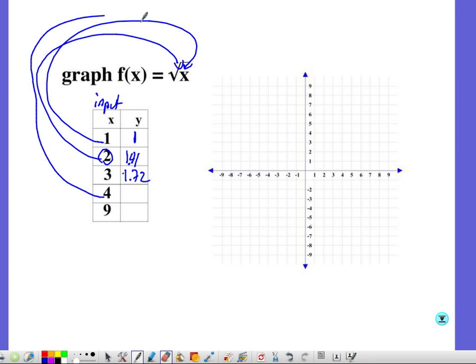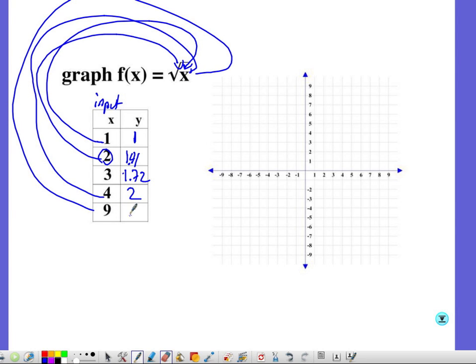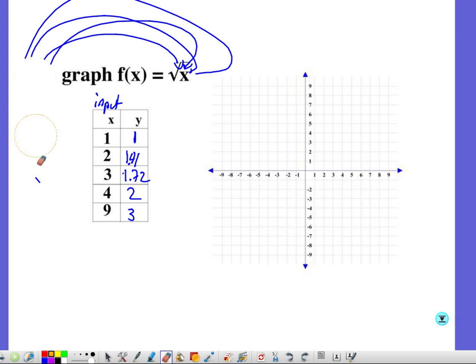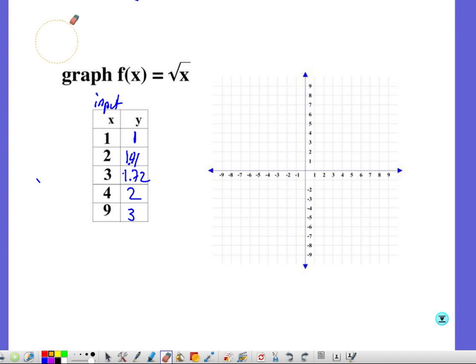Now, if you take the square root of 4, that's going to be 2, and the square root of 9, our output is 3. So we don't have all whole numbers here, but we did complete the table. Now we can take the ordered pairs and put them on our xy plane. And there's one more input I want to include here. I want to include 0. So if I plug in 0, the square root of 0 is going to be 0.